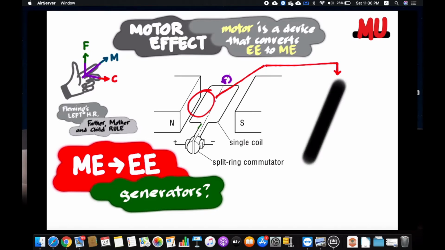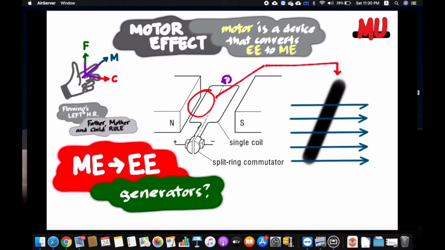The black line represents the part of the loop that we want to analyze. And this wire is in the region where there is a magnetic field. Here, from N to the S pole of the magnets, let's draw some blue arrows to represent magnetic field lines, from left to right, following the idea that it goes from the N to the S pole of the magnets.